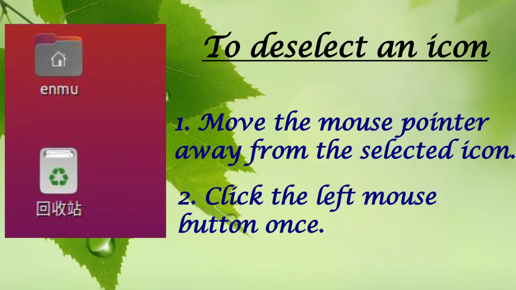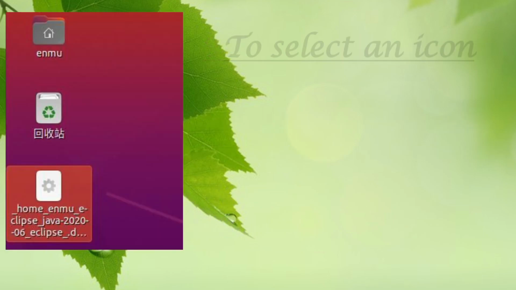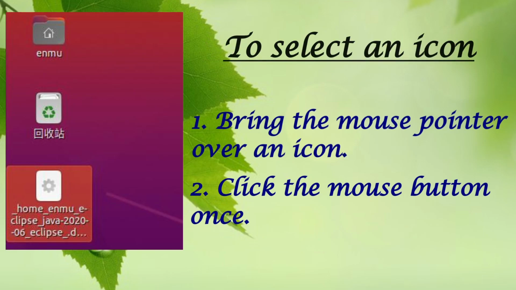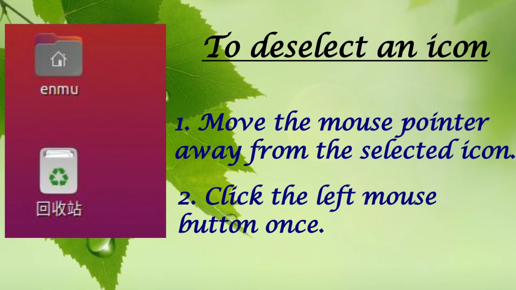So how can we select or deselect an icon? To select an icon, bring the mouse pointer over an icon, click the left mouse button once. Then the color of the icon changes. That means the icon is selected. To deselect an icon, move the mouse pointer away from the selected icon, click the left mouse button once. Then the color of the icon changes to its original color. That means the icon is deselected.